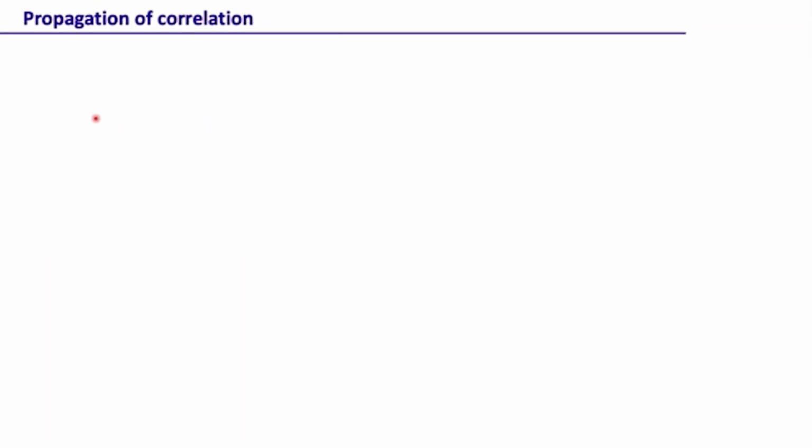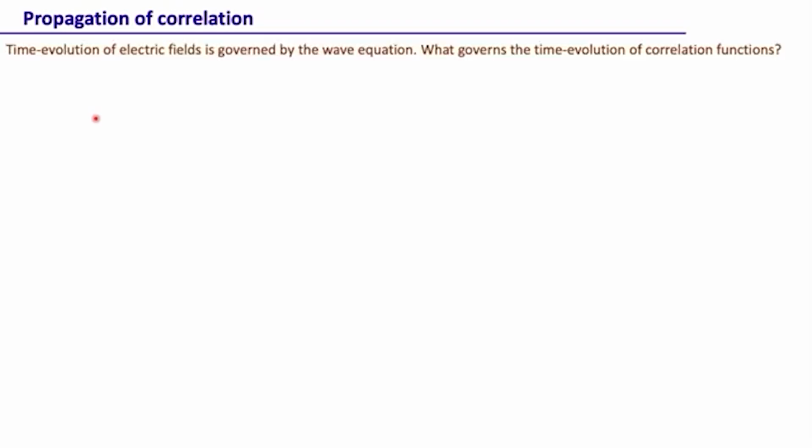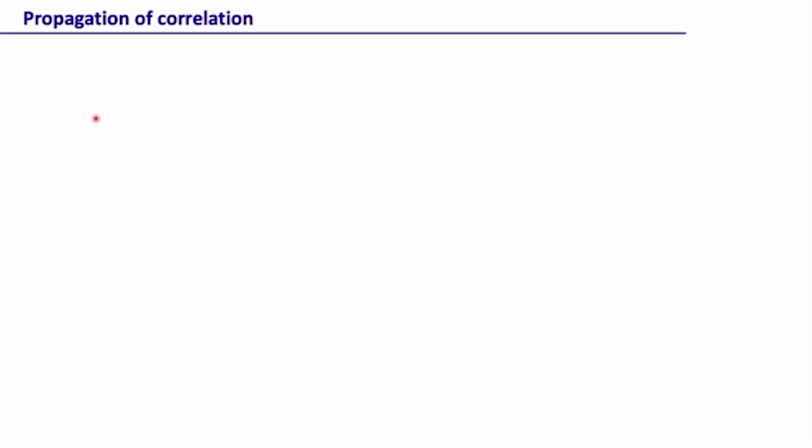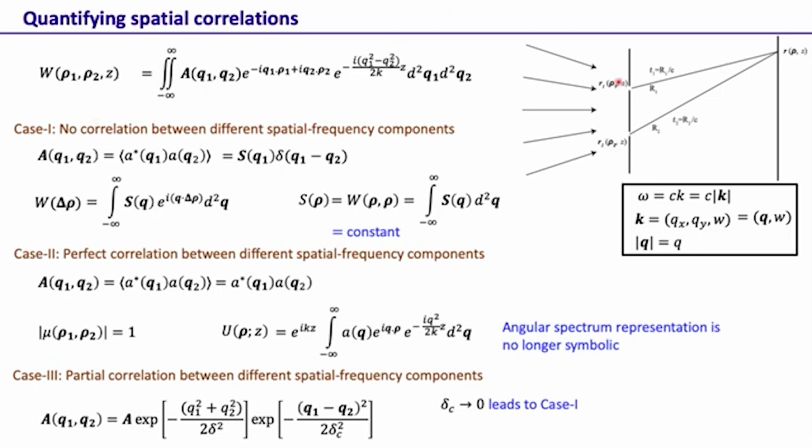Okay, so far we were quantifying correlation in time and space. Now we want to look at how these correlations actually propagate. So far we were just looking at what the correlation is, let's say at this point, and to find the correlation at this point, we look at the intensity at this point, and through the intensity measurement, we were trying to find out the correlation at this point. But now the question is, if we know the correlation, let's say at some z equal to 0, can we find the correlation at some other location? So that is the question.